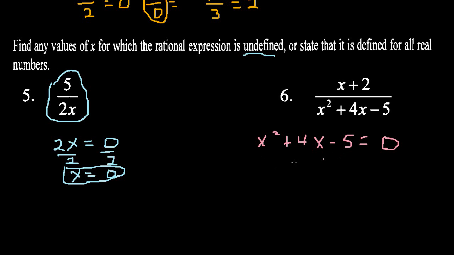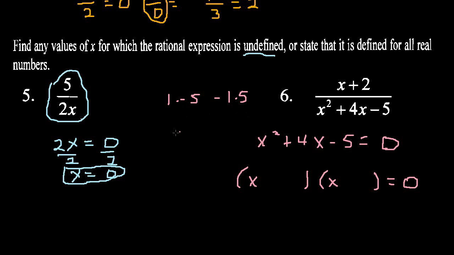What we need to do here is factor. So let's factor this. We'll have an x here and an x here. And we need to think of two numbers that when you multiply them you get negative 5. Well, let's see, 1 times negative 5 would work, and also negative 1 times 5. Those are the only two combinations I can think of that would give us negative 5 using integer values.